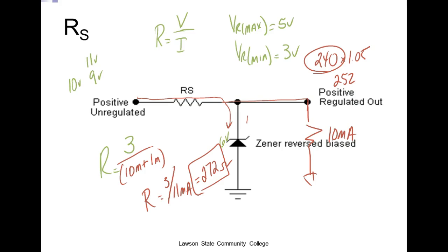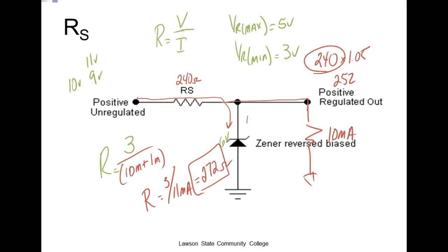What if it came up to be more than that? Then we would go back down to the next standard value, right? You understand? We're trying to move this thing away from IZK, not toward IZK. Okay, so I'd use a 240 ohm resistor.